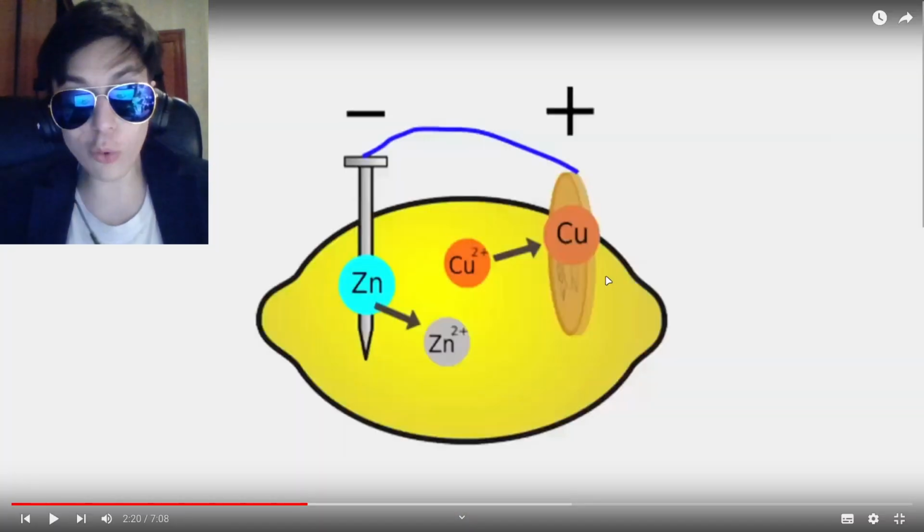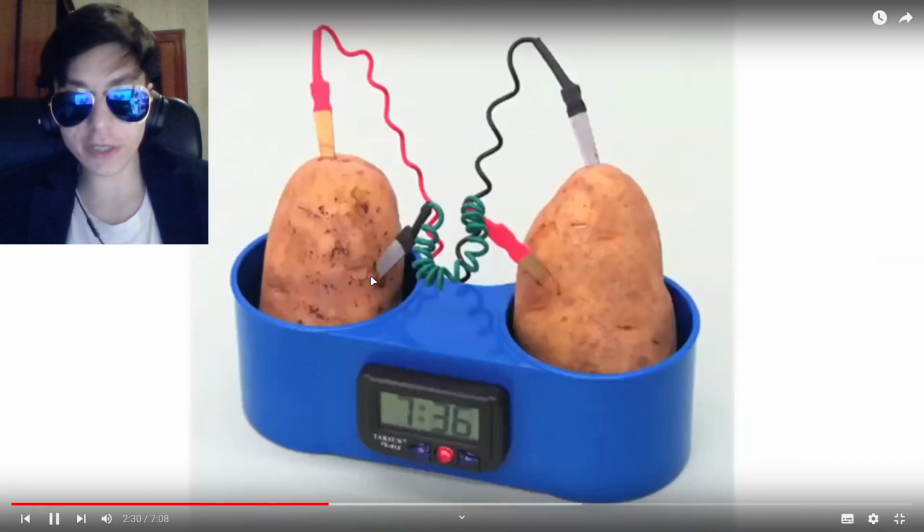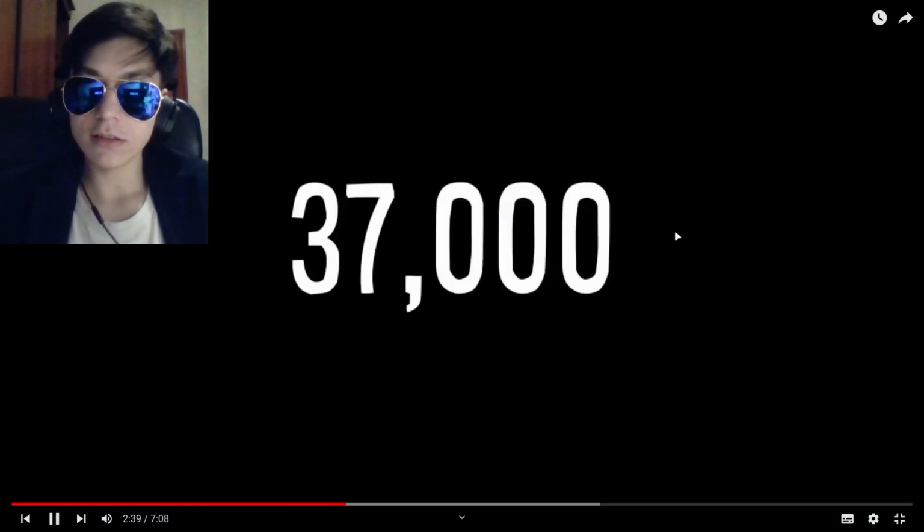Lemons can also produce electricity. A little bit of copper, and boom, you're moving electrons around. But not that many. I mean, the current and voltage are quite low. You could run an LCD, but even a potato could do that. If you wanted to run a flashlight bulb, that would take 3,000 lemons. If you wanted to run a halogen bulb, well, that would take 37,000 lemons.